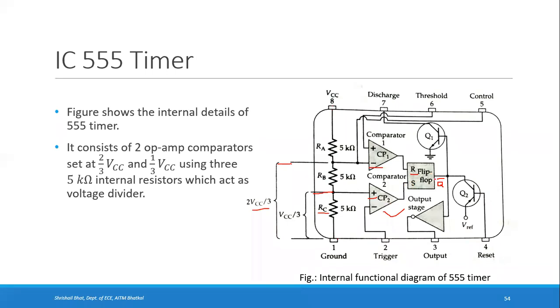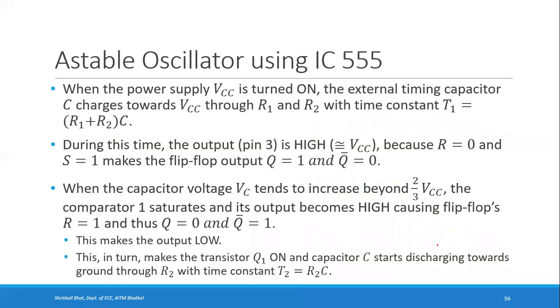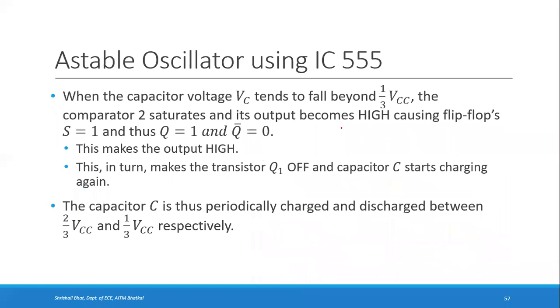If S is 1, again Q will become 1. If Q is 1, Q bar is 0. That means again output will become 1, right? So that is the thing. This again output will become high, causing the flip-flop S is equal to 1, and Q is 1, Q bar is 0. If Q bar is 0, output will become high.